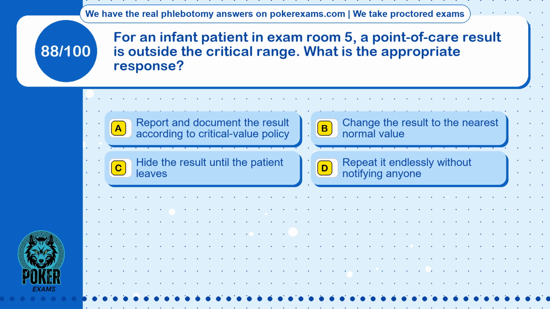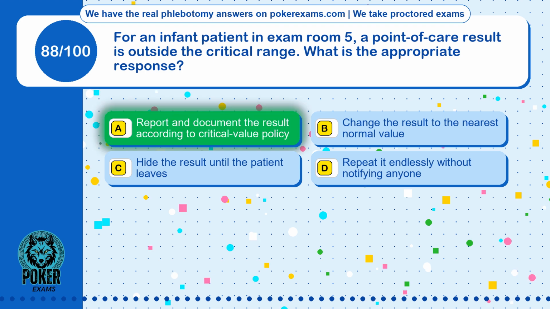Question 88. For an infant patient in exam room 5, a point-of-care result is outside the critical range. What is the appropriate response? Option A. Report and document the result according to critical value policy. Option B. Change the result to the nearest normal value. Option C. Hide the result until the patient leaves. Option D. Repeat it endlessly without notifying anyone. The correct answer is option A.